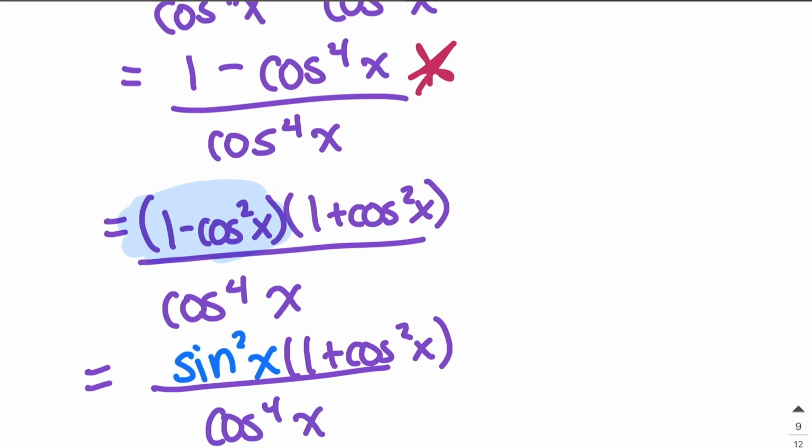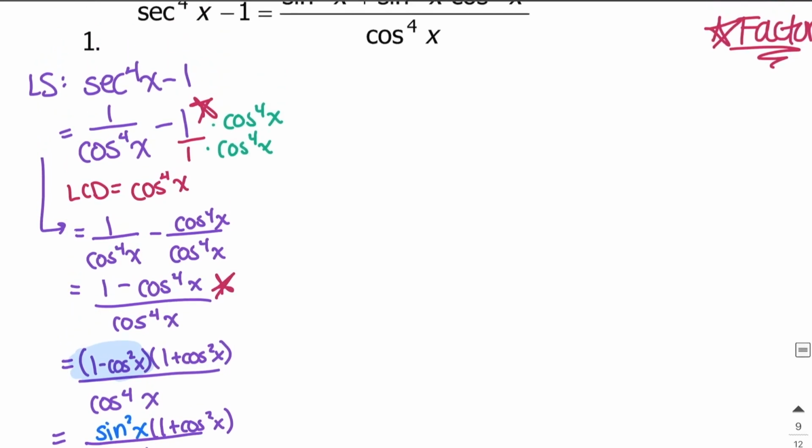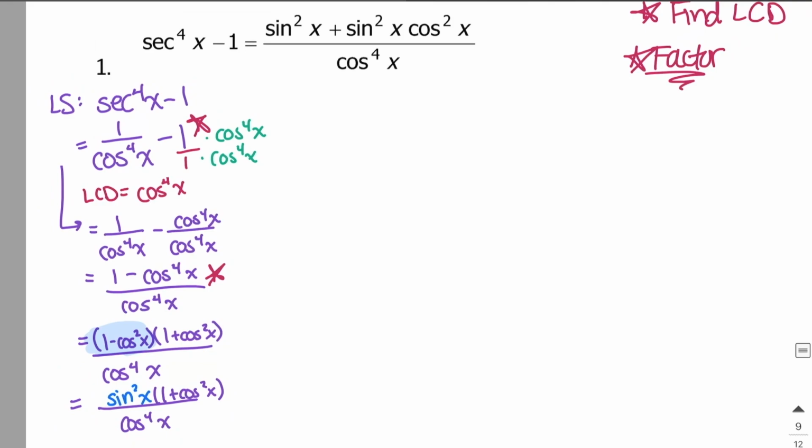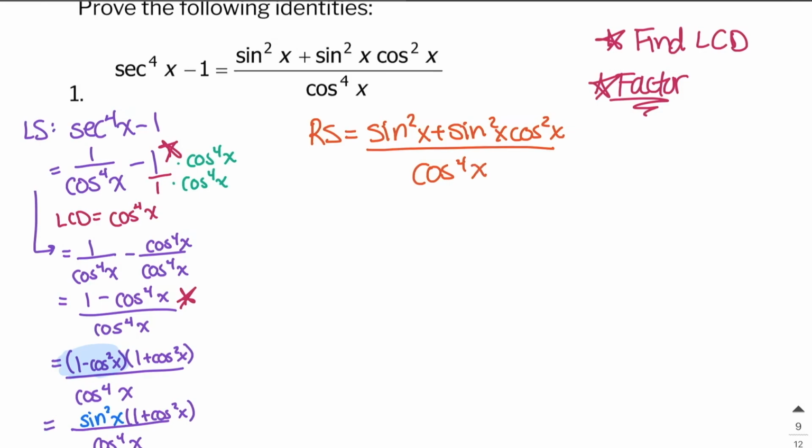So it's going to be sine squared x times 1 plus cosine squared x all over cosine to the power of 4x. And I'm now going to take a look at my right side of my equation right here. So this is really all I want to do with the left side. For my right side right here, I know that it is sine squared x plus sine squared x cosine squared x all over cosine to the power of 4x. And again, I want to work back and forth and see what I can find out that's in common. So right here, getting this common denominator of cosine to the power of 4x was a really good idea because I already have that on the right side.